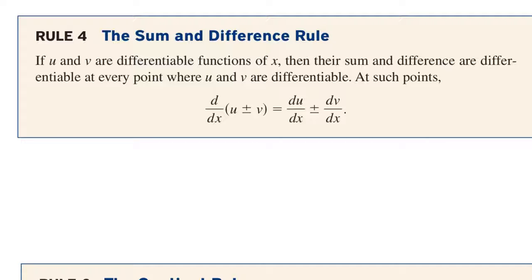The sum and difference rule says if u and v are differentiable functions of x, then their sums and differences are differentiable at every point where u and v are differentiable. So at such points, the derivative of u plus or minus v is equal to the derivative of u plus or minus the derivative of v. So you can break a sum or difference into its terms, find the derivative of each by itself, and then put them back together with the operation plus or minus that was in the original function.